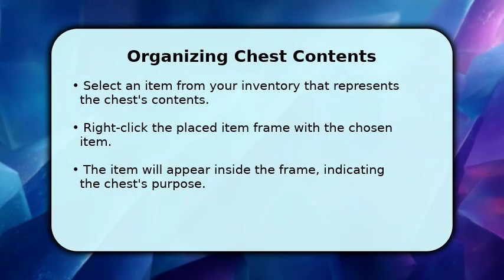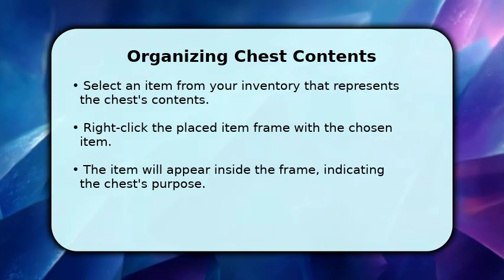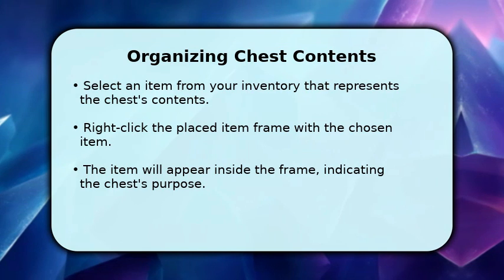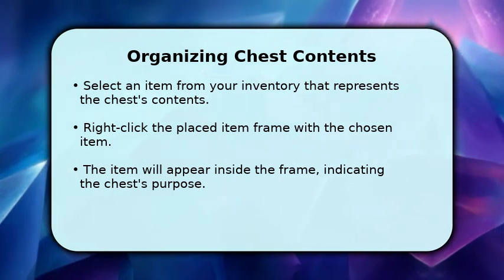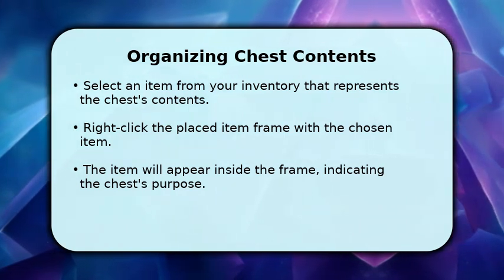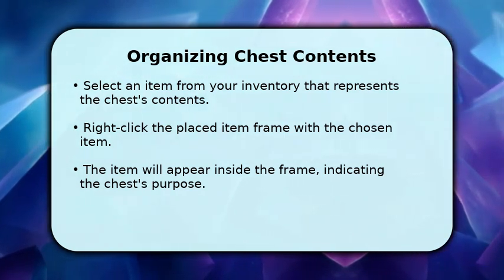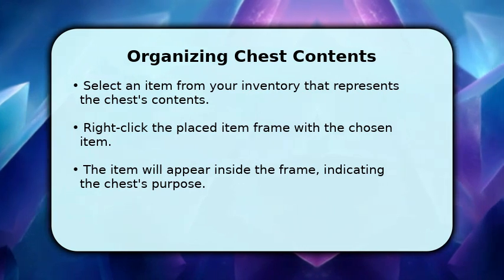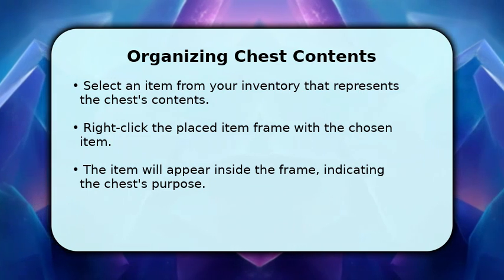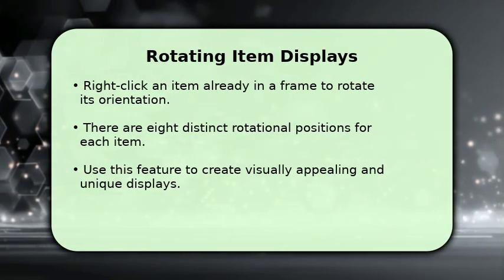Now that your item frame is attached, it's time to organize. Choose an item from your inventory that best represents what you've stored inside the chest. For example, if it's a chest full of wood, select a wood block. Right-click the item frame with this chosen item, and it will instantly appear within the frame, clearly labeling your chest's contents for easy identification. Did you know you can rotate items within the frame?